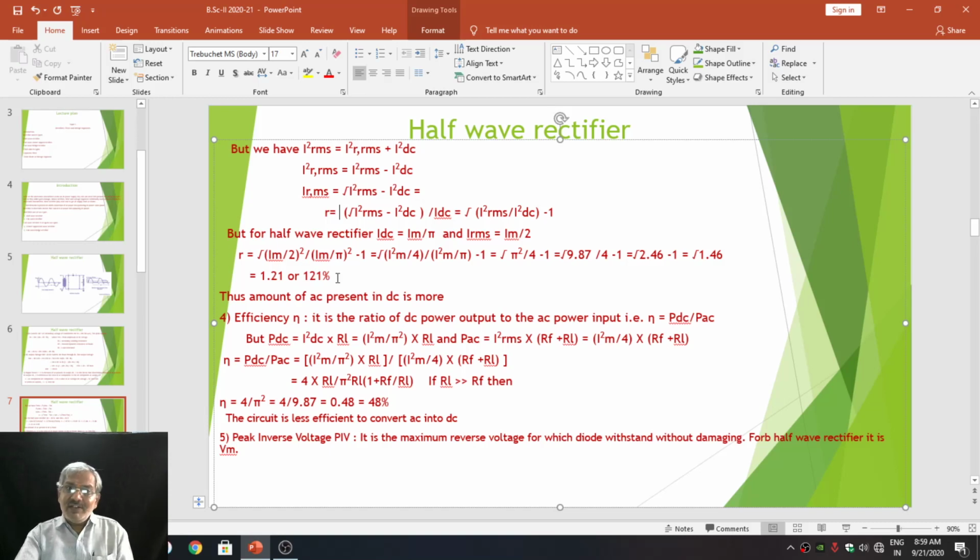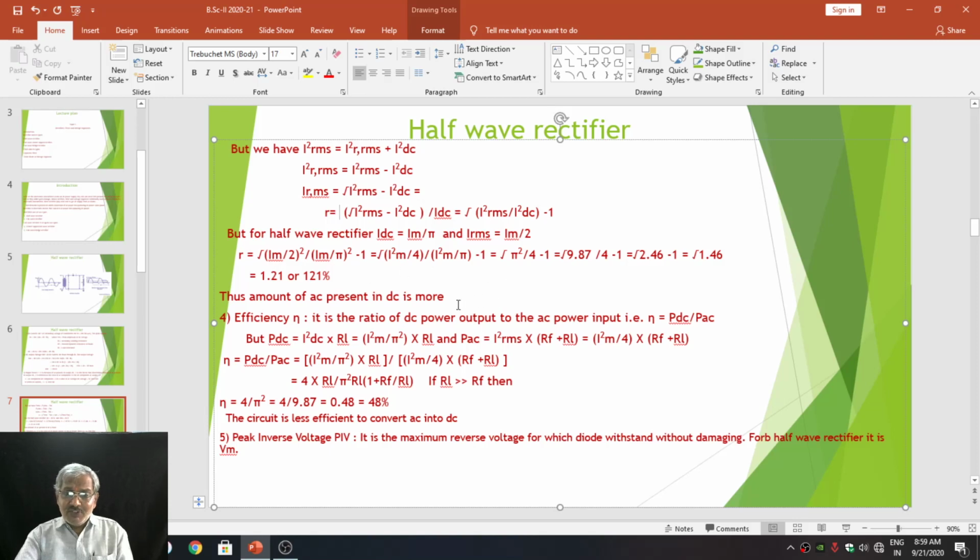Friends, as we defined, ripple factor is a measure of the amount of AC present in output DC, and its value for a half wave rectifier comes to be 121%, which is much more. Thus, the amount of AC present in the output DC in case of a half wave rectifier is much more. This is the conclusion which we can draw from the ripple factor.